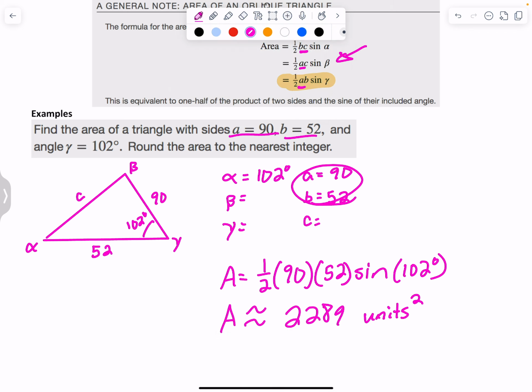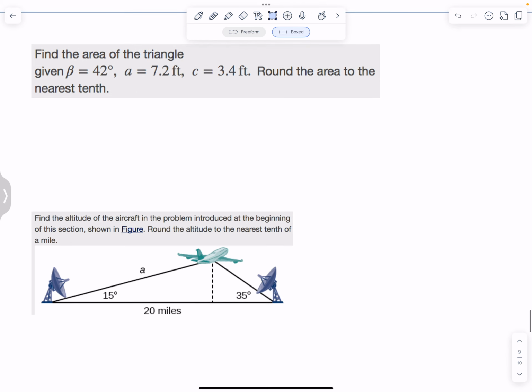And I just noticed, you guys probably noticed, I know definitely, this was down here, not A. If it would have been A, I could have found the other side using law of sines, but I don't need that. The formula calls for the two sides opposite from the angle given. Cool. All right, so that's how you find area. It's just a formula. Okay, they have one more here.